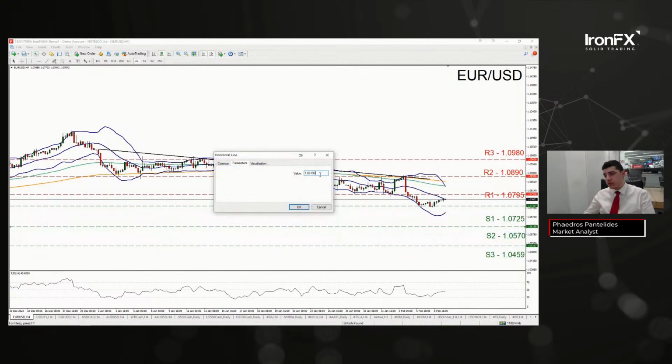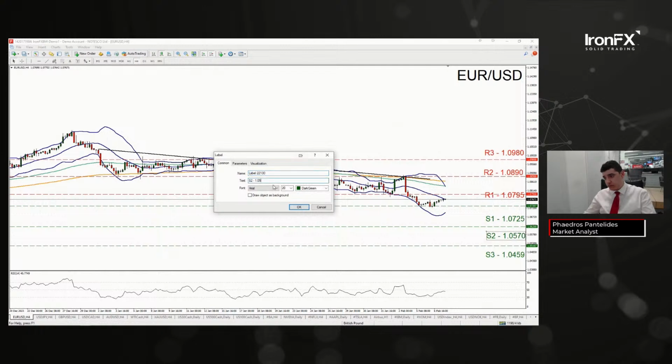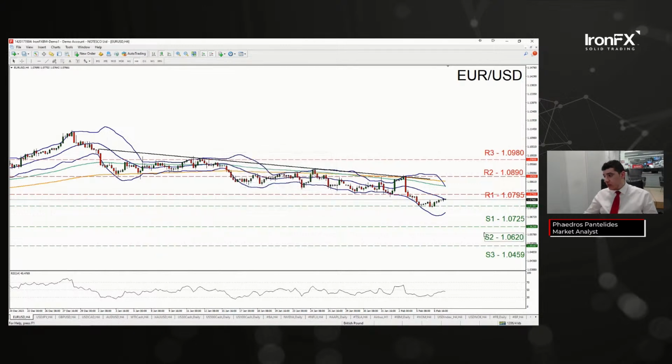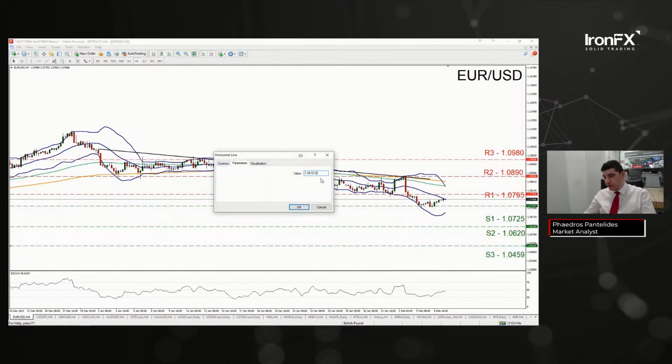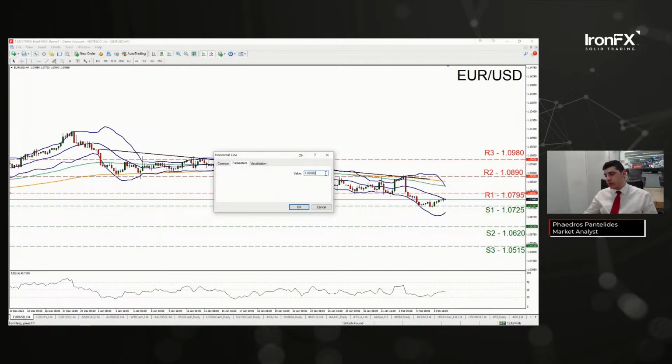So we've got your support and resistance levels, 1.0620 for S2, and then for S3, 1.0515 for S3. So we've got S1, S2, S3, R1, R2, and R3. So sideways as long as it remains between S1 and R1, but once again, they're very close to each other.